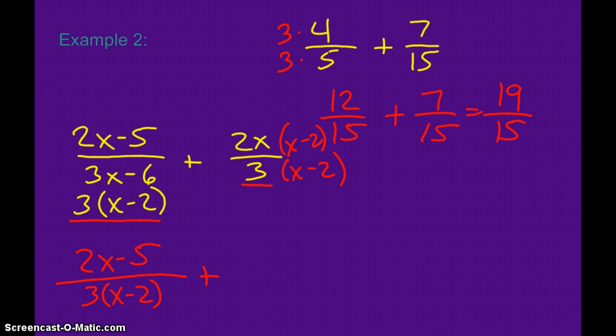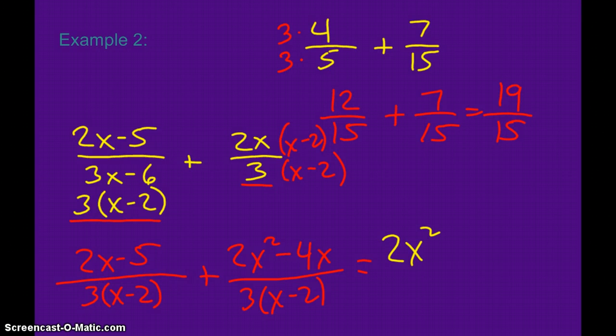On the right side, when I multiply 2x times x minus 2, I have to make sure I'm distributing. 2x squared minus 4x over 3 times x minus 2. I now have a common denominator. Both fractions have 3 times x minus 2 on the bottom.